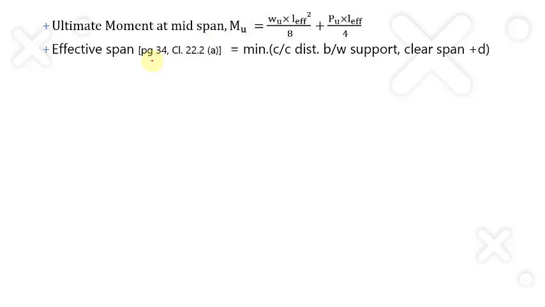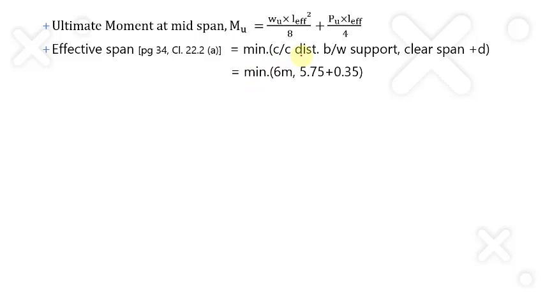Effective span provision is given in IS 456. You visit page 34, read clause number 22.2a. It states that effective span is the minimum of the center to center distance between supports or clear span plus d, whichever is less, that you are going to consider.